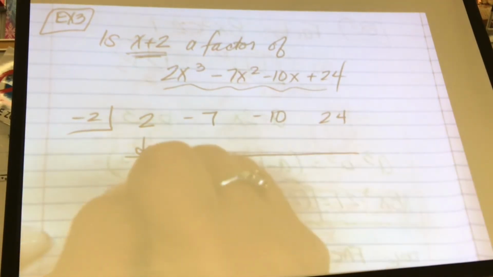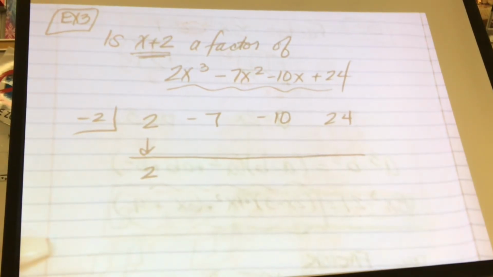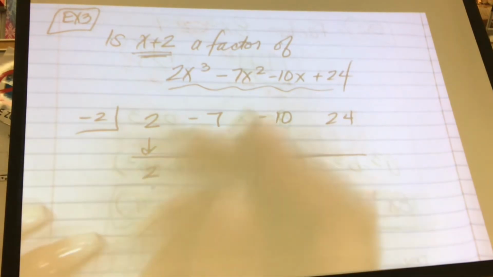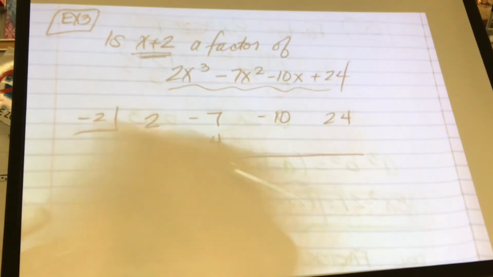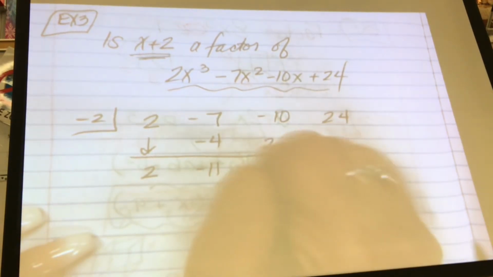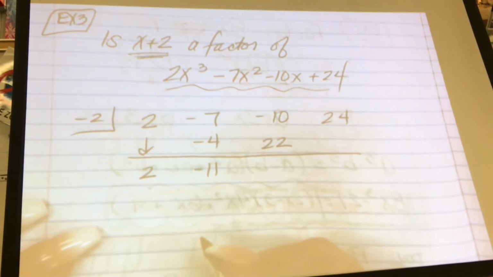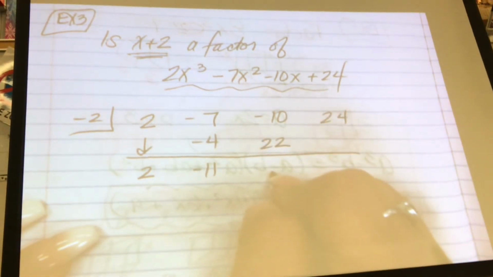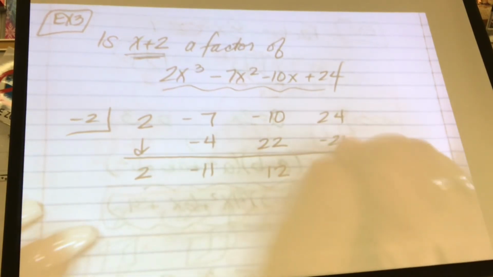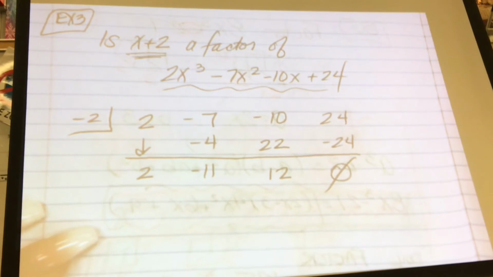Let's drop it like it's hot. And then multiply, add, multiply, add, multiply, add. 2 times negative 2, that's negative 4. Add these up, that's a negative 11. Negative 11 times a negative 2, that's positive 22. Add these up, you get 12. 12 times negative 2 is negative 24 for a remainder of 0.